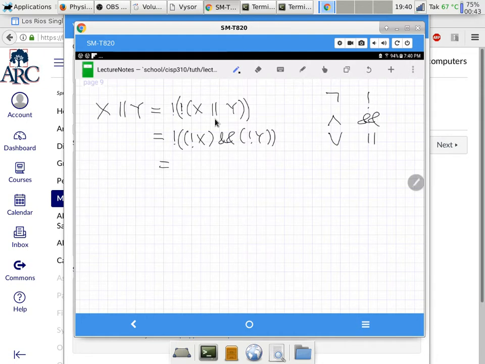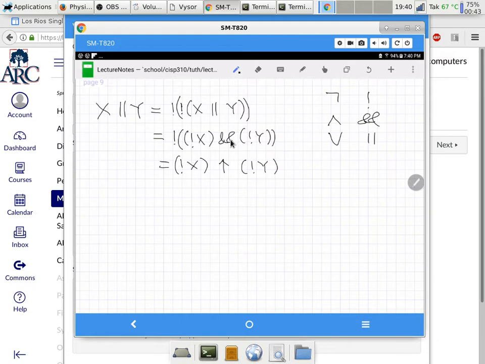So now we can say we combine. Okay, so let me point out which two we are combining. We are combining this negation with this AND into a NAND. Okay? So we got not X NAND not Y.